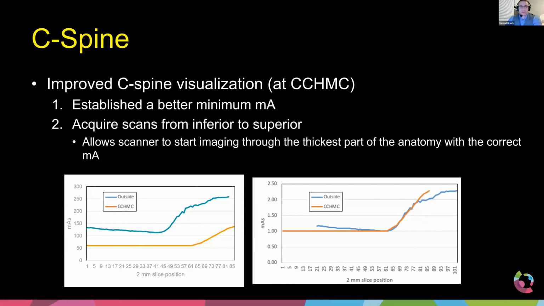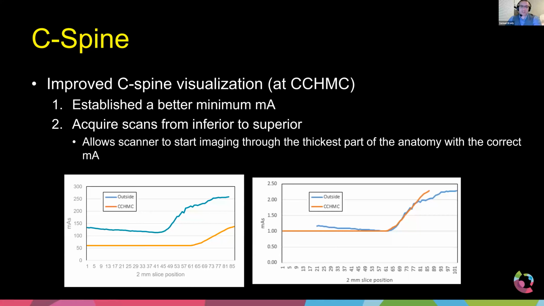So just quickly in summary for our C-spines, the two main things we did and that we talked about last week was we increased our minimum mA. So you just need to make sure you're actually using enough radiation. Too often we talk about reduce mA, reduce dose. We want to get as little as we can, but there is too low. That does exist.